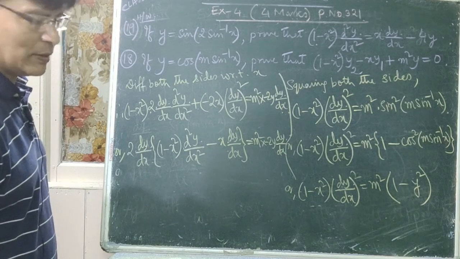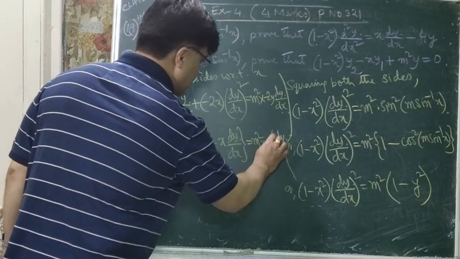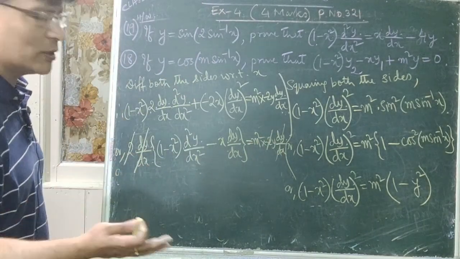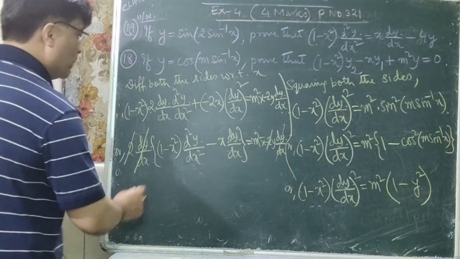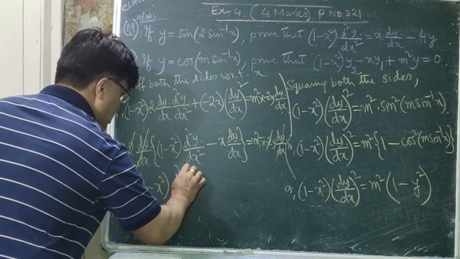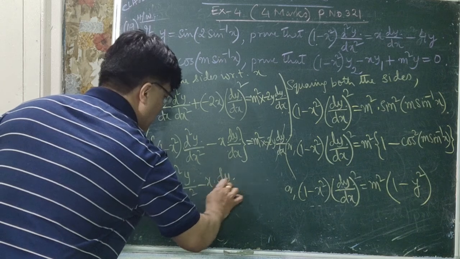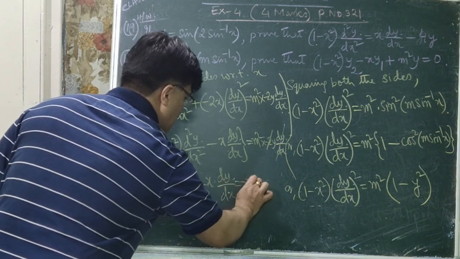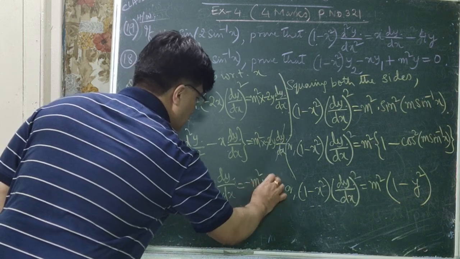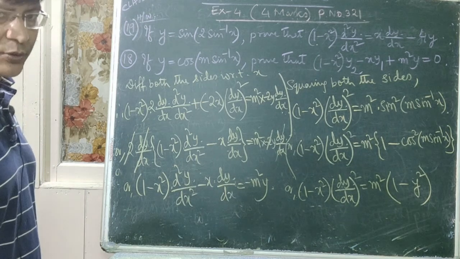So I think you have understood it. From both the sides you can cancel, 2 gets cancelled, also dy by dx gets cancelled, as dy by dx is not equal to 0. So what do we get now? 1 minus x square into d2y by dx square minus x into dy by dx, which is equal to minus m square y. So I think you have understood it.